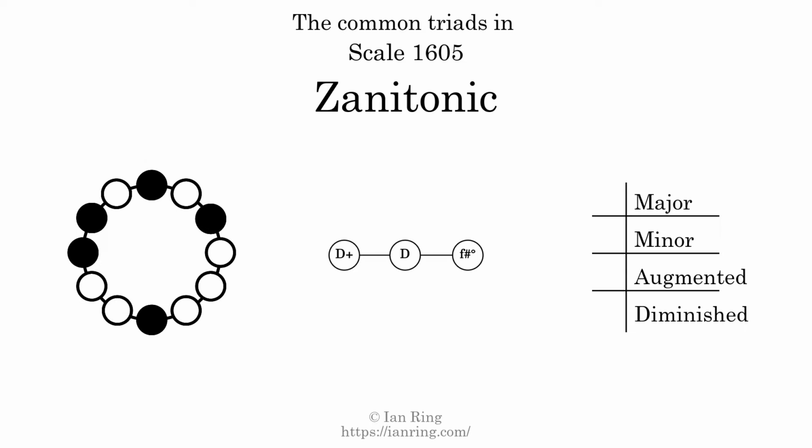0110010000101. Here are the common triads present in this scale. The diagram in the center is a graph of parsimonious voice leading between triads. There is one major triad. There are no minor triads. There is one augmented triad. There is one diminished triad. Here is a Hamiltonian path of parsimonious voice leading that uses all the triads.